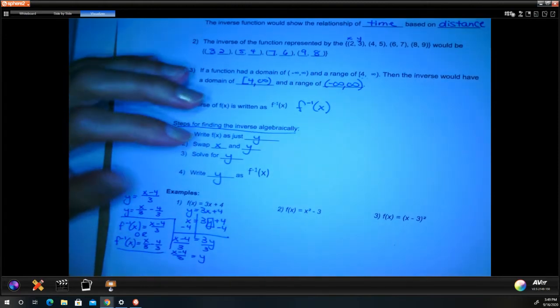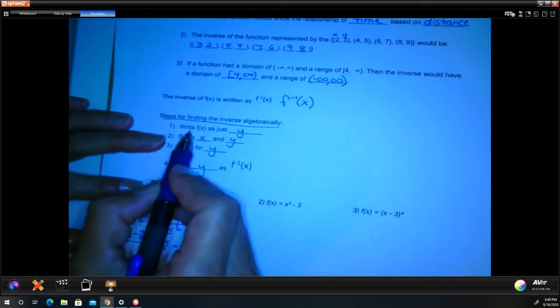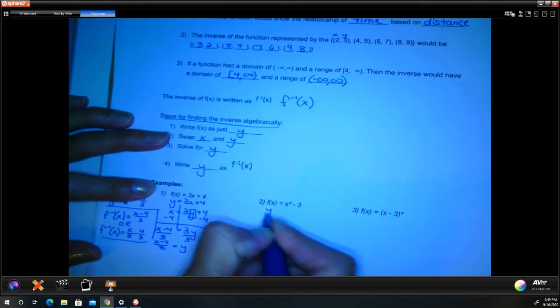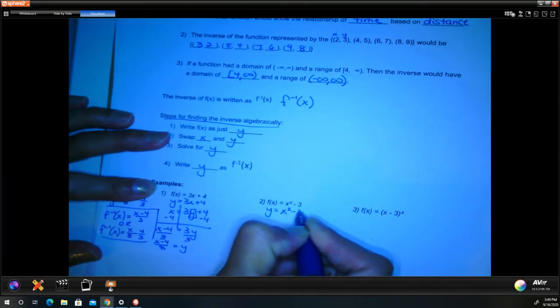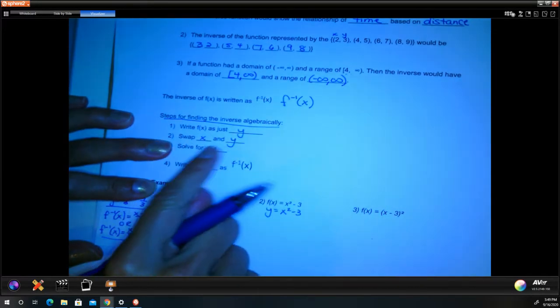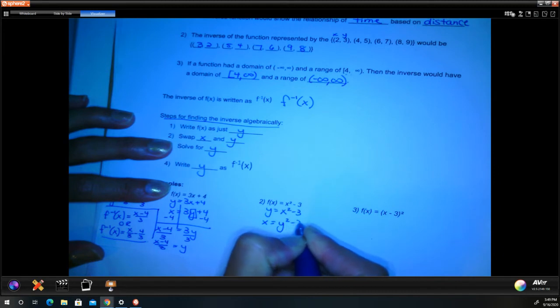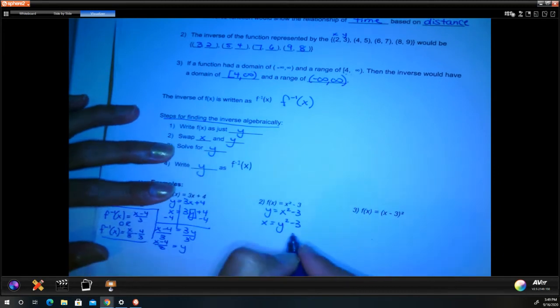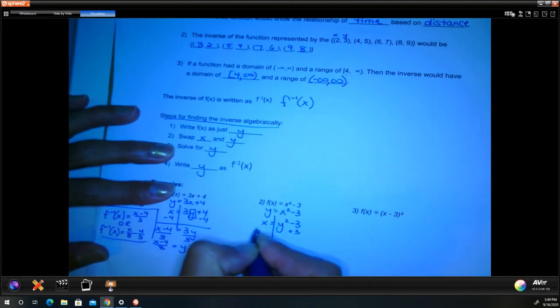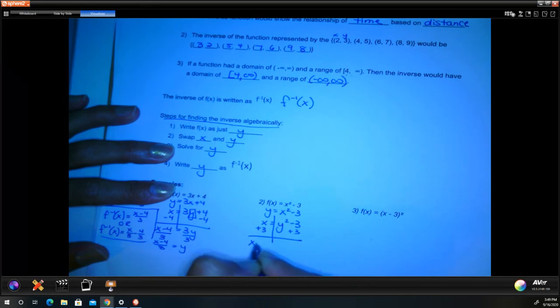All right, let's try the next example. So write f of x as y. Step 1, check. Swap x and y. So now this is going to be x equals y squared minus 3. Solve for y. Add my 3. X plus 3 equals y squared.